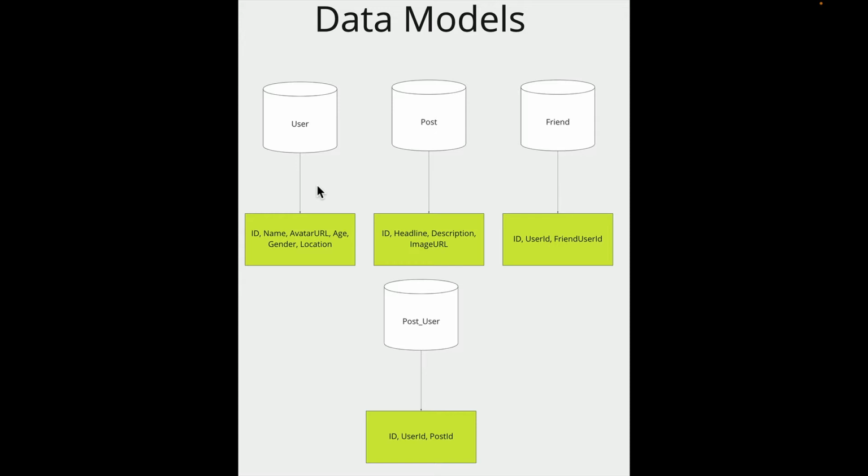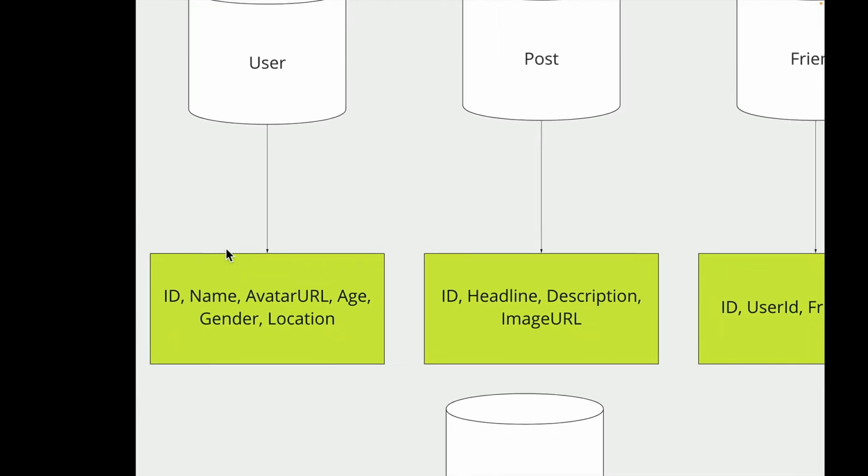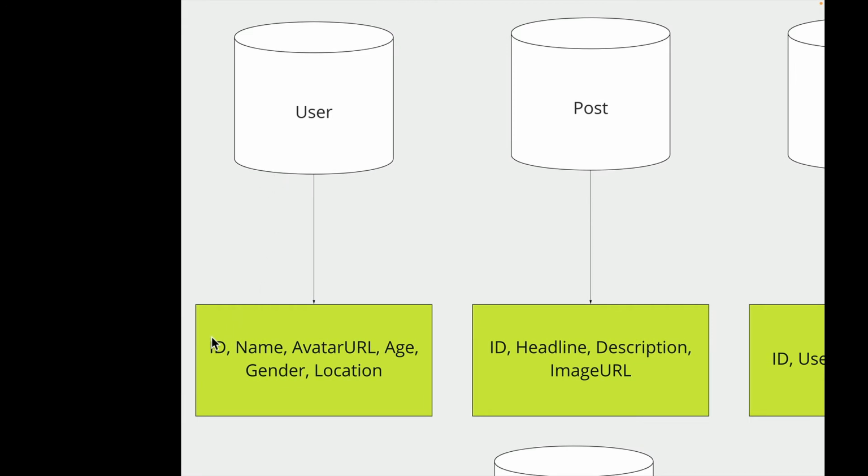The first table I have is the user table, which is going to store all the information about a user. In the green box over here, you can see the different columns that the table is going to have. So for the user table, we're going to have an ID, which is going to be auto-incrementing, the name of the user, the avatar URL. So this is essentially the profile picture of the user, age, gender, and location. I'm keeping things very straightforward because the whole idea is to construct this full end-to-end system rather than focusing on individual components like the schema of a table or things like that.